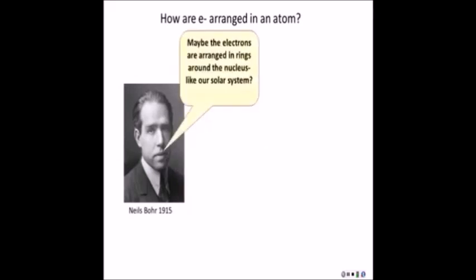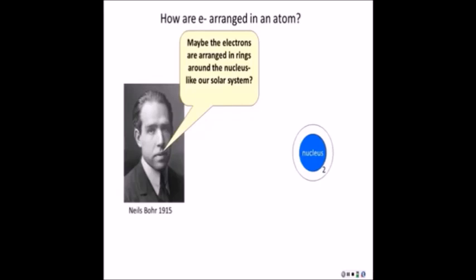Bohr thought that the electrons might be arranged around the nucleus just like our planets are around the sun. So he called his model the solar system model. And this is the model that most people are very familiar with. Here's an example of his model. If we have a nucleus, we would have electrons occupying the first level.